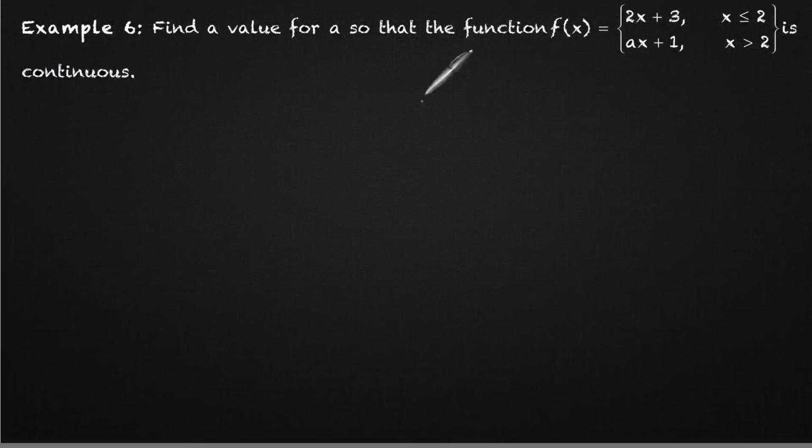All right, still talking about continuity here. It says find a value for the letter a so that the function f of x, and you have a piecewise function, is continuous. So what do we know about piecewise functions? We know that they have a split point, a point where to the left it looks like a certain function, to the right it looks like another function. And so in order for these functions to be continuous, they have to connect at the point where the two functions split. So they have to have the same y value when the functions split.